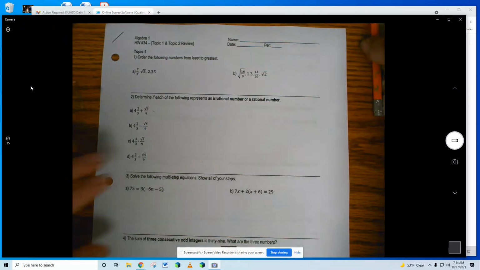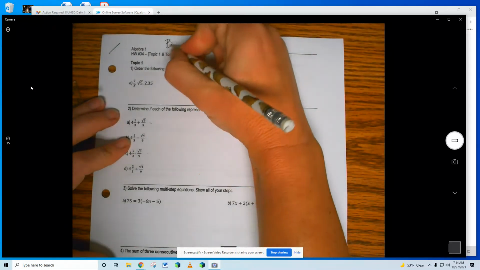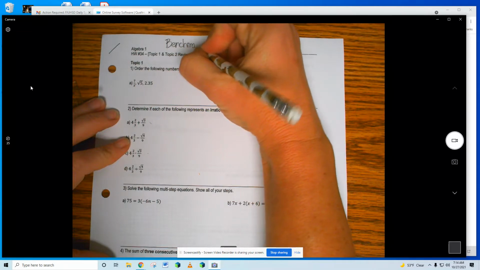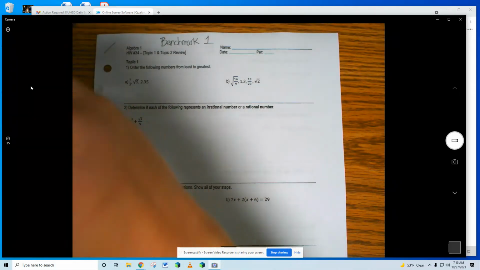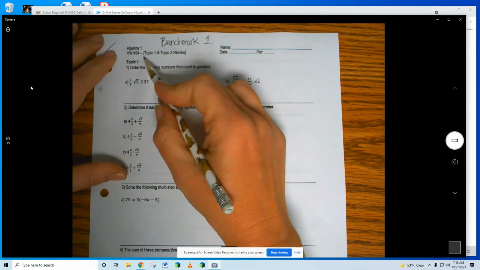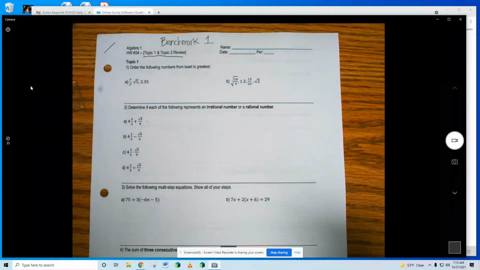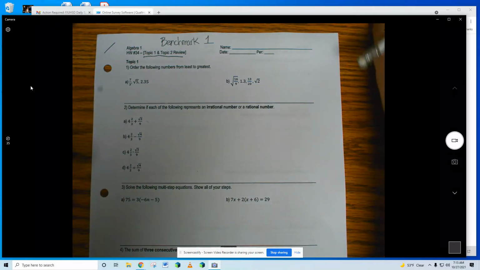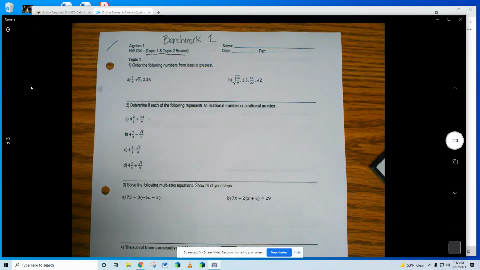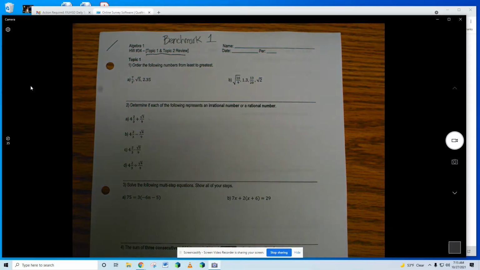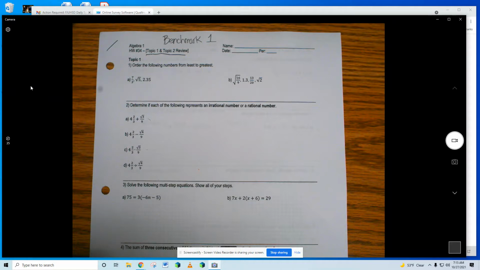This is the benchmark review. It's going to be benchmark number 1, on topic 1 and topic 2. Starting off, we've got numbers that are in all different formats: decimal, fraction, square root. So you need to change them all to the same type of problem.